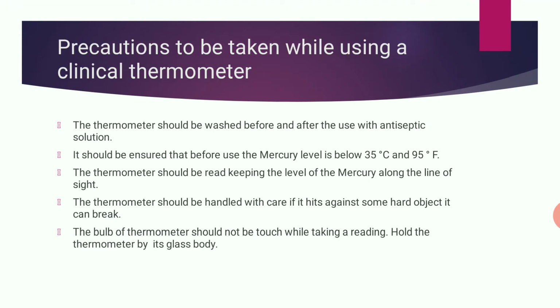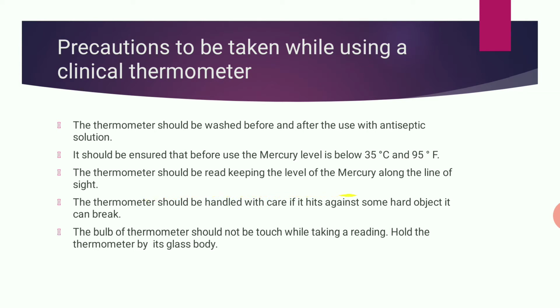It should be washed with the antiseptic solution after, if you are using it, before and after using that. It should be ensured that before use of mercury, the level should be below 35 degrees centigrade or 95 degrees Fahrenheit. So when you are taking the thermometer after washing, you have to see that the mercury level is below 35 degrees centigrade or 95 degrees Fahrenheit.